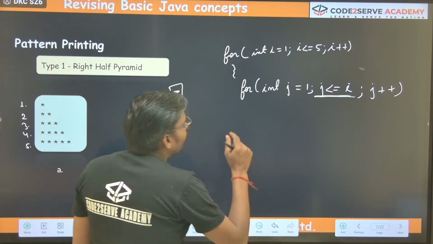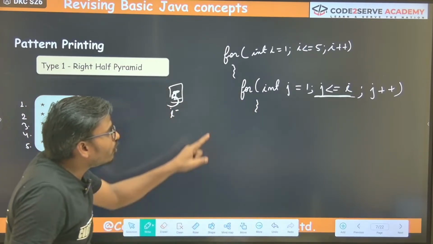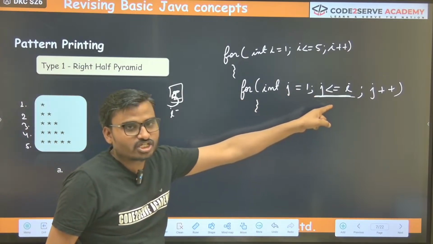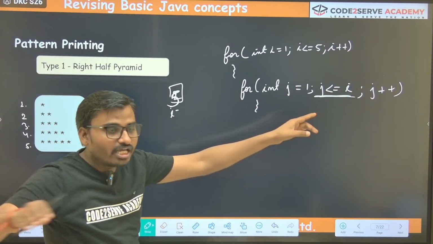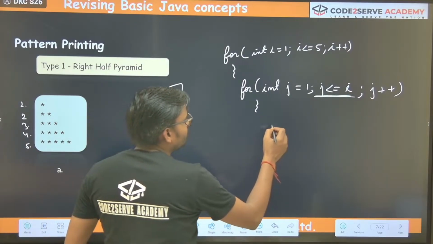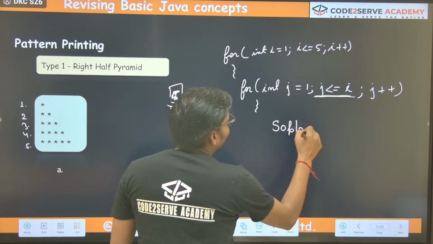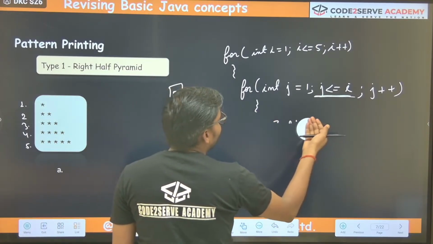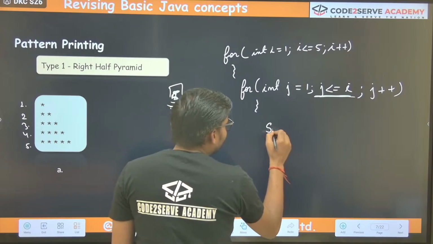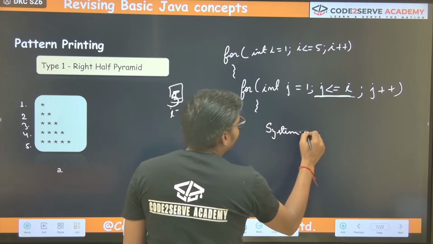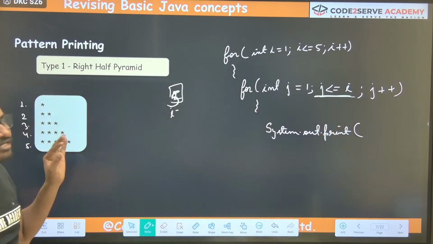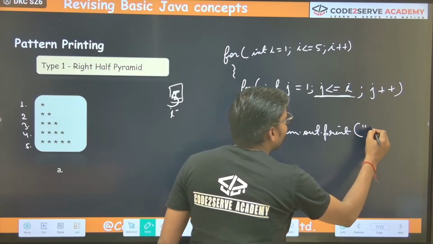Now you see over here, what will we write? Here a constant value is getting printed, that is a star. So in each iteration of j, in each row, what will we print? We will print a star. So we'll write SOPLN. You have to write System.out.print, not println, keep in mind. So I'm erasing over here. We have to write System.out.print, and what we need to print? We need to print a star.